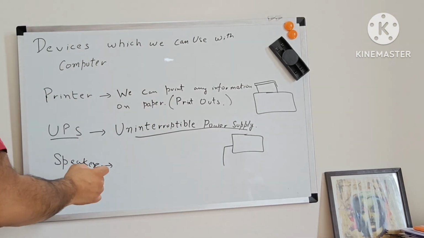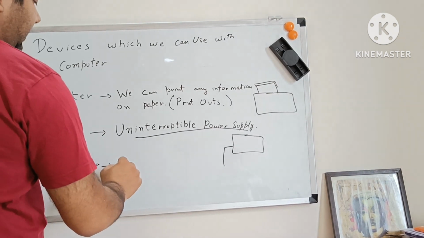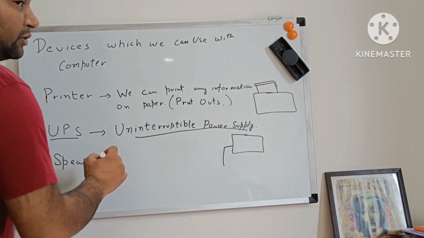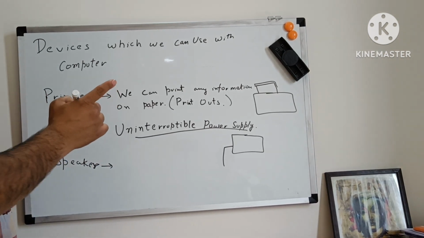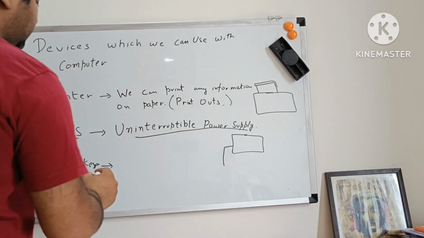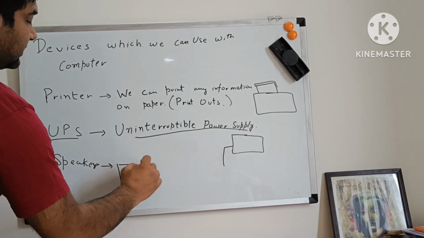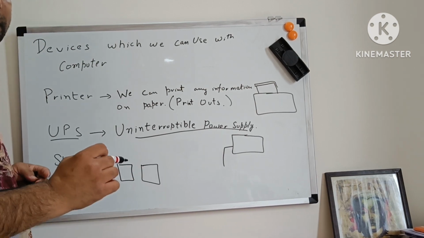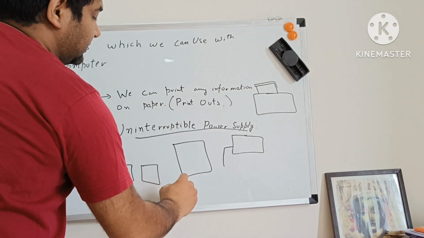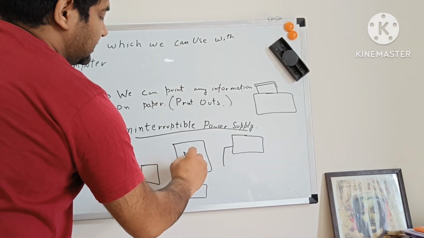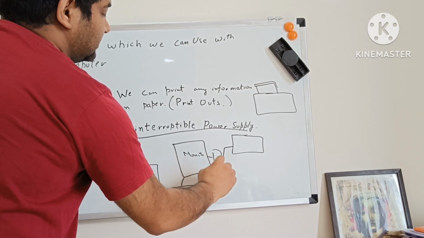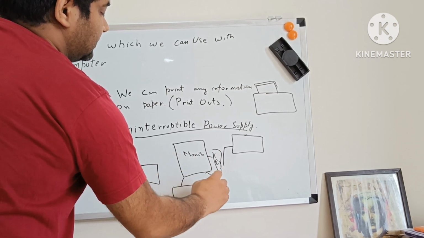And the last part is speakers. With the help of speakers, when we connect the speakers to the computer, we can listen to the audio. Suppose these are the speakers, and there is a computer here. This is the computer, this is the monitor, and there is the CPU here, and this is the mouse pad.